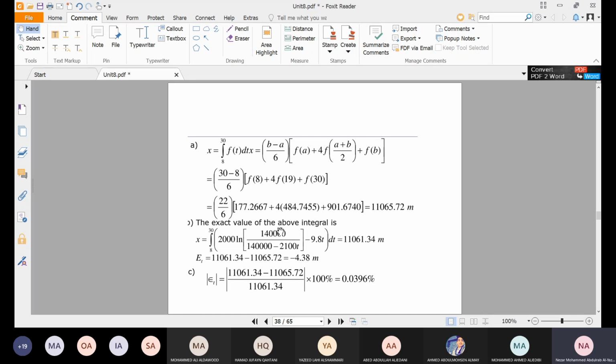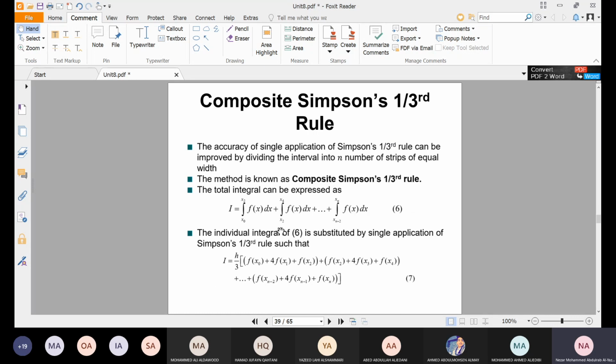Also, to enhance the accuracy more using Simpson's 1/3 rule, we might go with multiple segments. Instead of using only one segment, we can use multiple segments. So the accuracy of the single segment can be improved by dividing the interval into n number of segments with equal width, equally spaced intervals. This method is called multiple-segment Simpson's 1/3 rule.